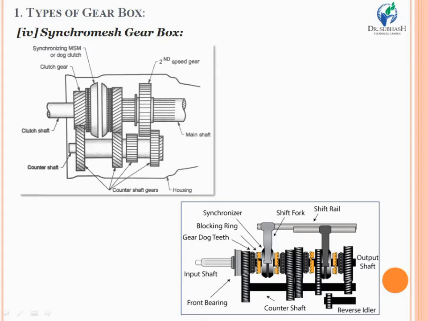Now exactly below it there is a counter shaft, and on the counter shaft a number of gears are mounted. Of course, for the reverse direction we use the reverse idler gear, and it is provided exactly below the counter shaft. So this is the assembly of the synchronous gearbox.